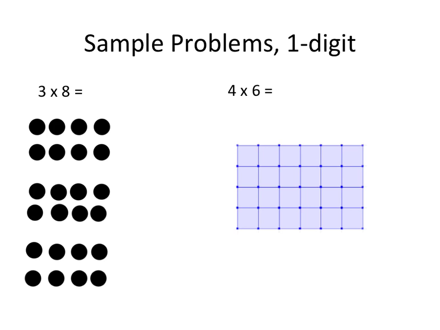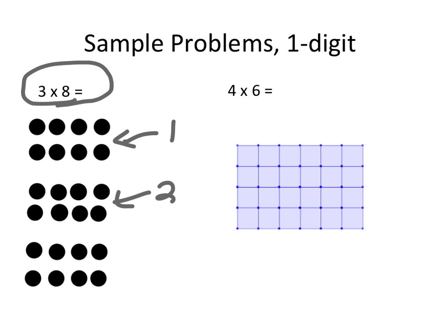Once they've worked with manipulatives and they've worked with real objects, then we can move to diagrams or drawings or sketches or other things that represent those real objects. So for example, if we have the problem 3 times 8, what does that mean? It means we have 3 groups of 8. So here you see one group of 8 dots. Here you see a second group of 8 dots. Here you see a third group of 8 dots.